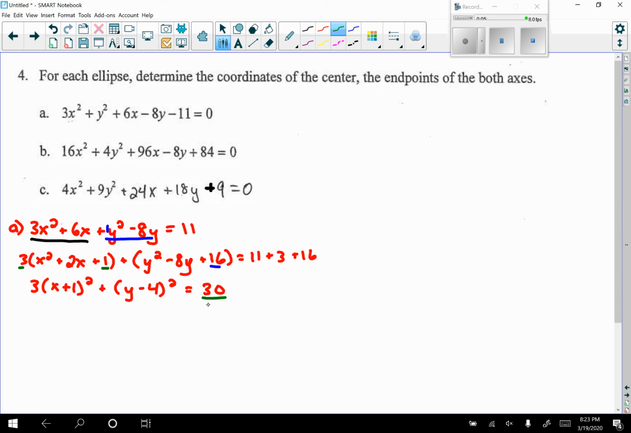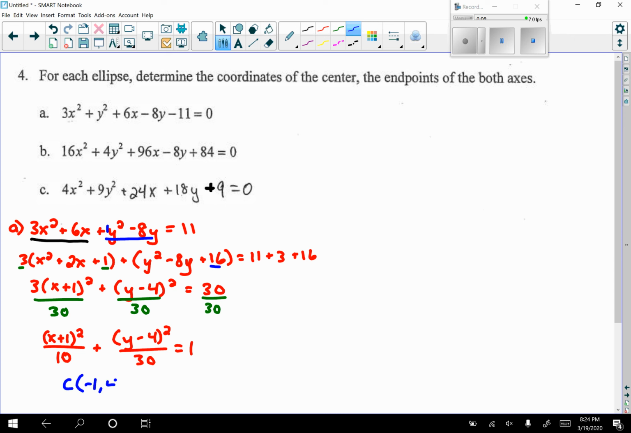We want this to be a 1, so I'm going to divide this by 30, this by 30, and that first term by 30. So now we get the quantity x plus 1 squared over 10. This is just a unique case. Remember how I said most of the time the two coefficients up here multiply to give us this number. This is just a unique case when they're not perfect squares. So then we're going to end up with plus y minus 4 squared over 30 equals 1. Our center is negative 1, 4.